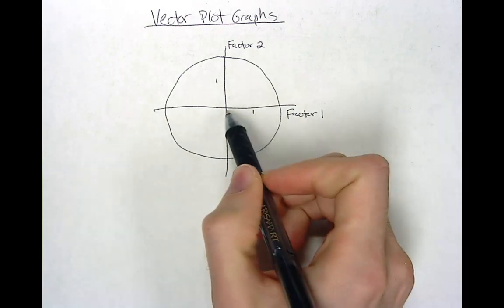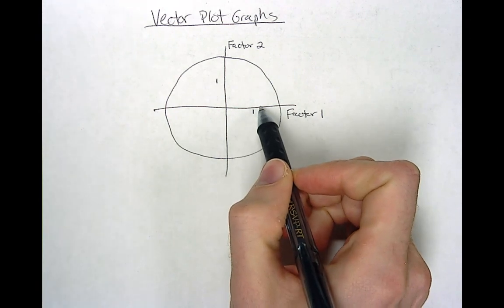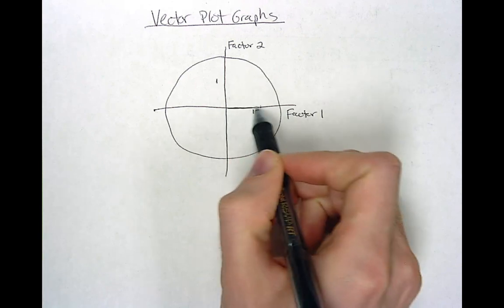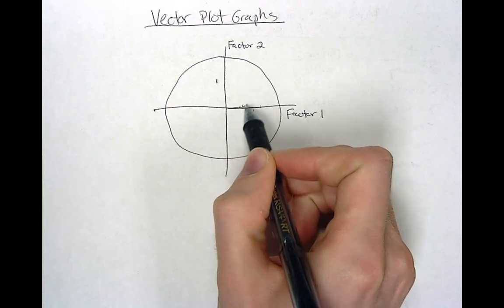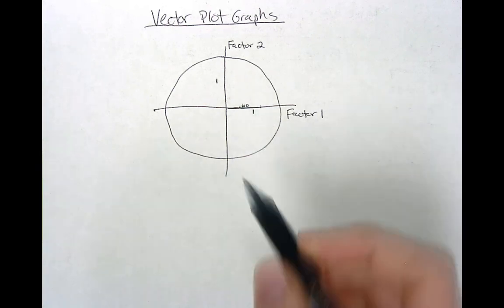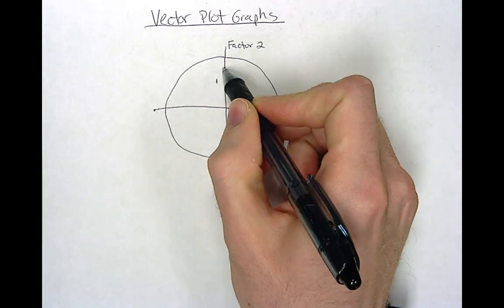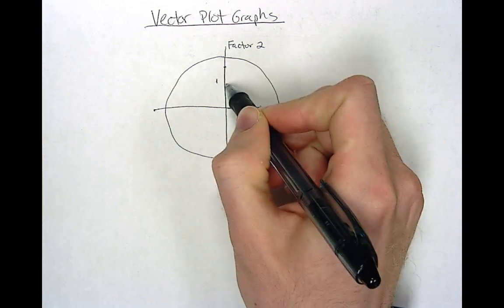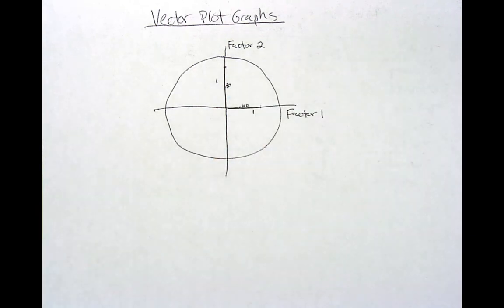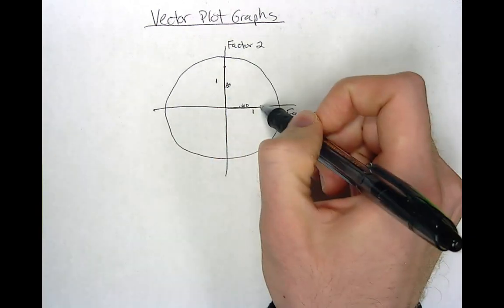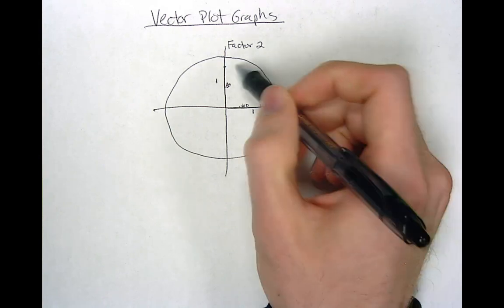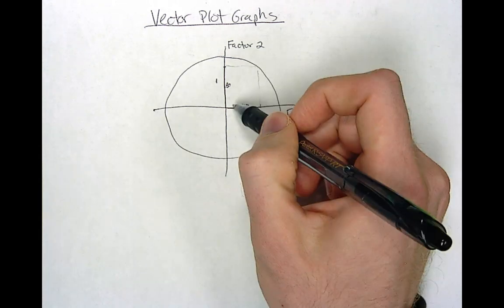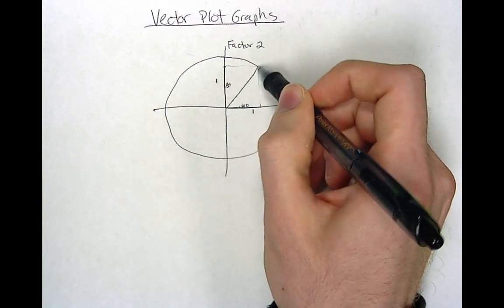So we can go, I'm just going to guess 0.60, so we can say this right here is 0.60, and we can go up on factor 2, say this is 0.80. So if we go up and go here, we have a vector like that.